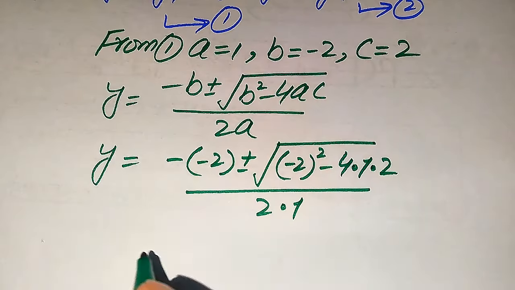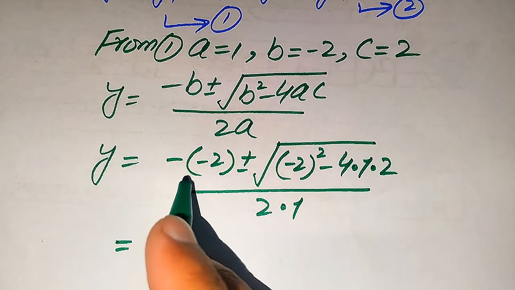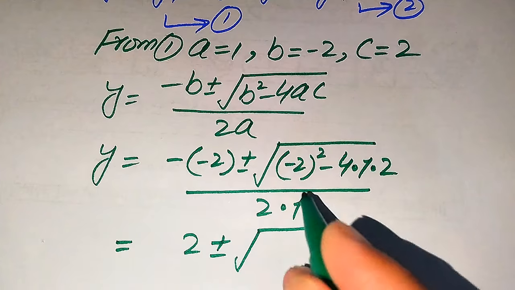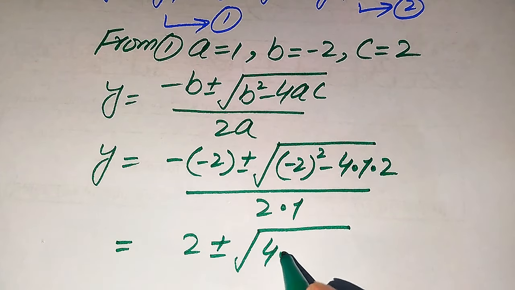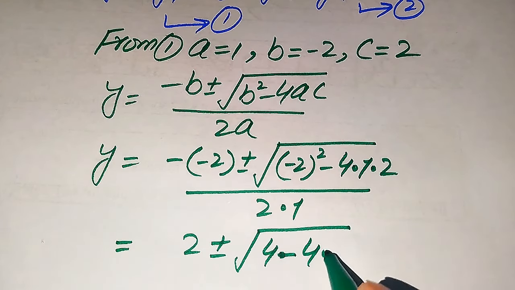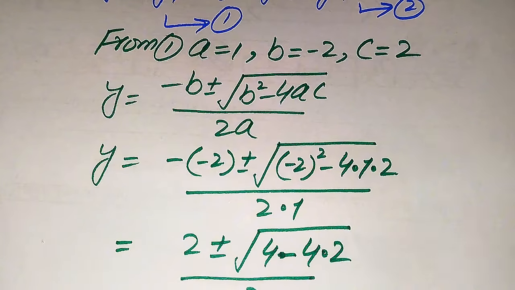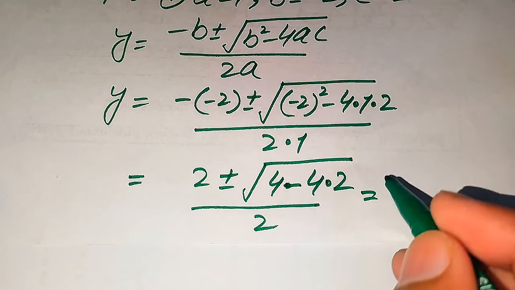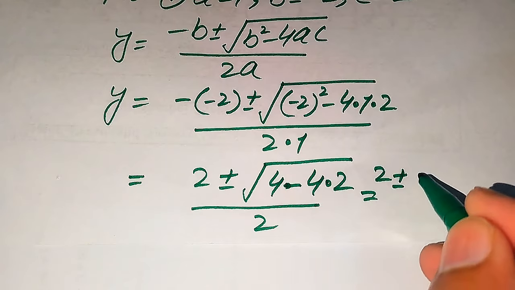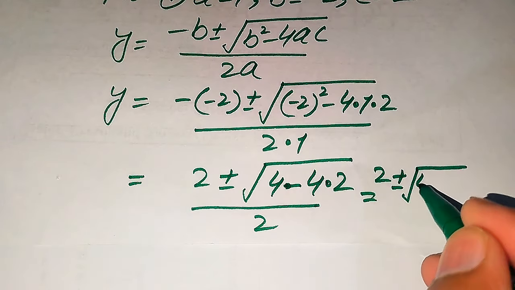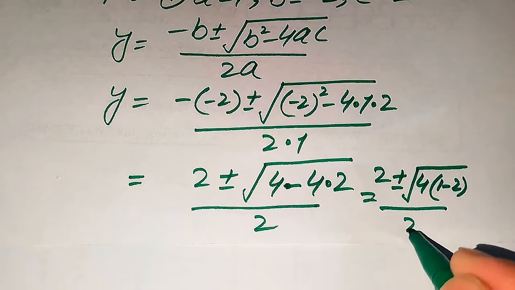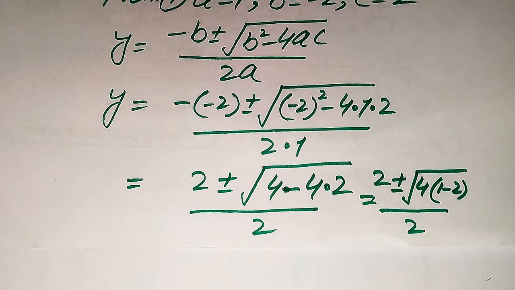So here our a is equal to 1. So we obtain here minus times minus becomes 2, plus minus square root of minus 2 square becomes 4, minus 4 times 2, divided by 2. So here you see that inside the square root sign we have 4 as the common term, so we will take 4 common and we get the remaining values 1 minus 2, and it is divided by 2.